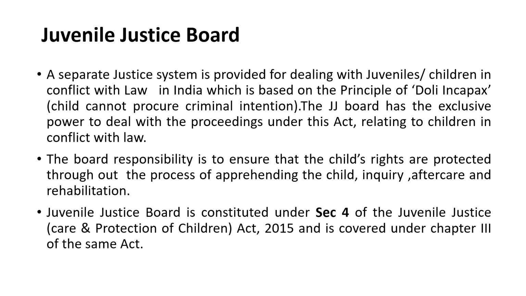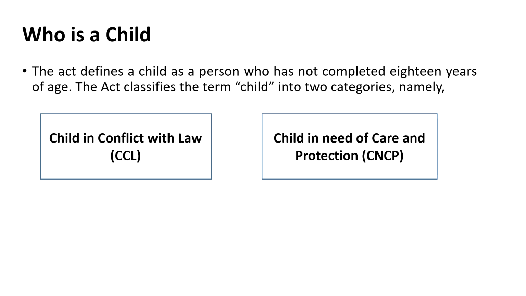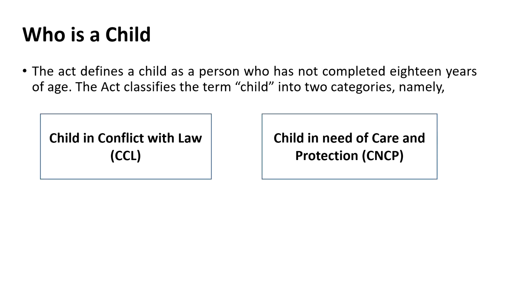The Juvenile Justice Board is constituted under Section 4 of the Juvenile Justice, Care and Protection of Children Act 2015 and is covered under Chapter 3 of the same Act. Now, let's have a quick recap of some definitions which we learnt in our previous lectures. Who is a child? The Act defines a child as a person who has not completed 18 years of age. The Act classifies the term child in two categories, namely child in conflict with the law and child in need of care and protection. The mandate of the Juvenile Justice Board is to look into the cases of child in conflict with the law.